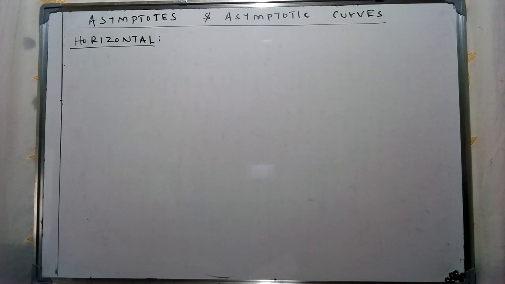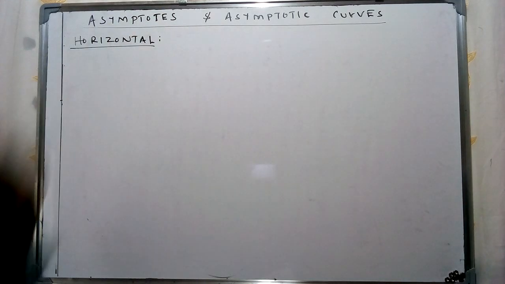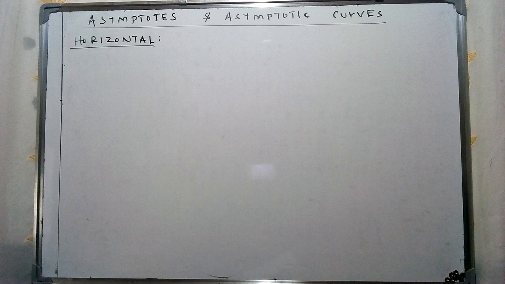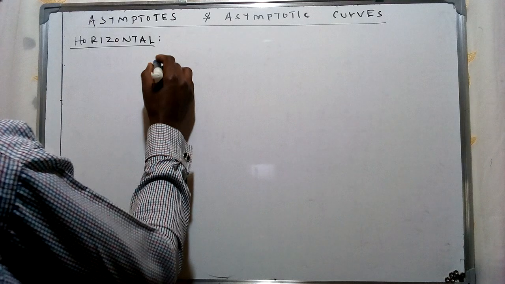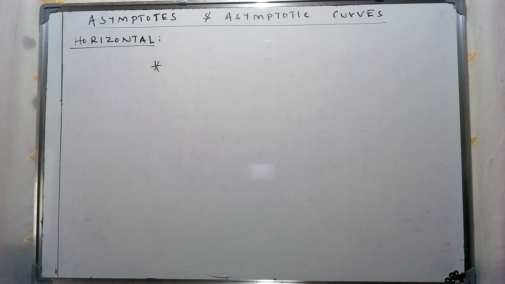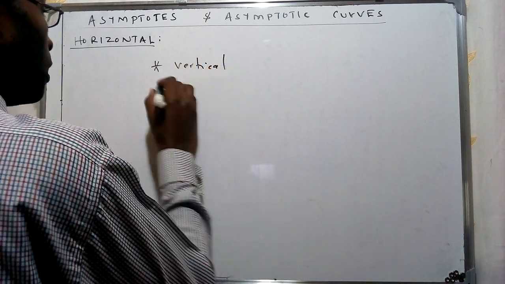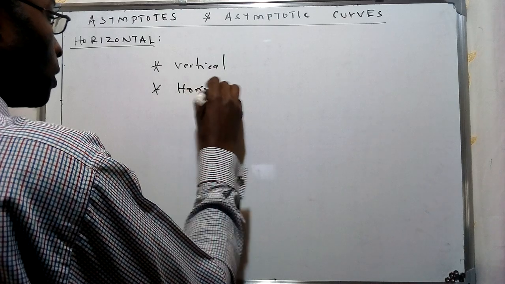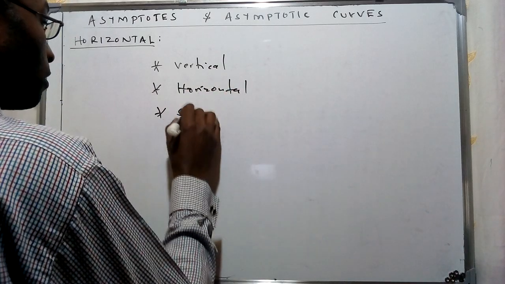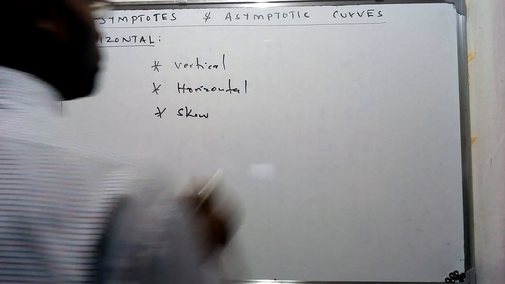In my discussion today, I'm going to look at the concept of horizontal asymptotes, under the broader topic of asymptotes and asymptotic curves. In our previous discussion, I mentioned that we're going to have three kinds of asymptotes, which are lines or curves which, however close they may come to another line, they are not going to touch. We can represent these as vertical asymptotes, horizontal asymptotes, and skew asymptotes. And these are going to be represented graphically using different illustrations.